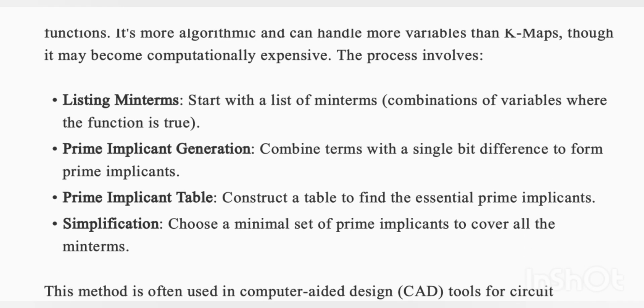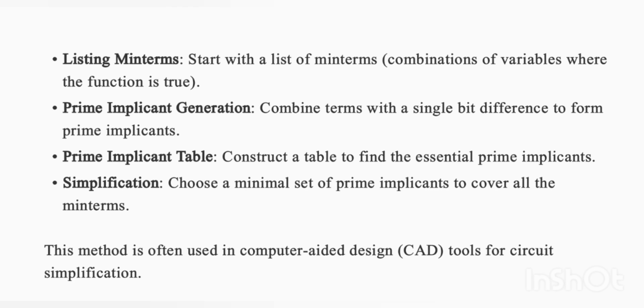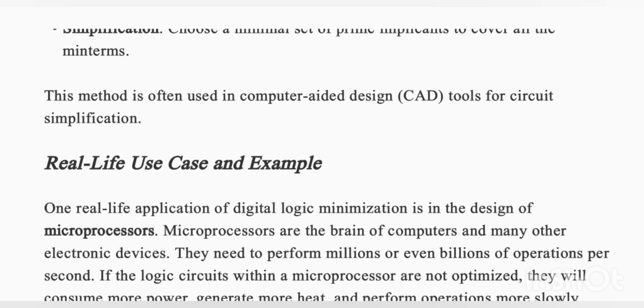Start with a list of minterms, combinations of variables where the function is true. Prime implicant generation. Combine terms with a single bit difference to form prime implicants. Prime implicant table. Construct a table to find the essential prime implicants. Simplification. Choose a minimal set of prime implicants to cover all the minterms. This method is often used in computer-aided design (CAD) tools for circuit simplification.